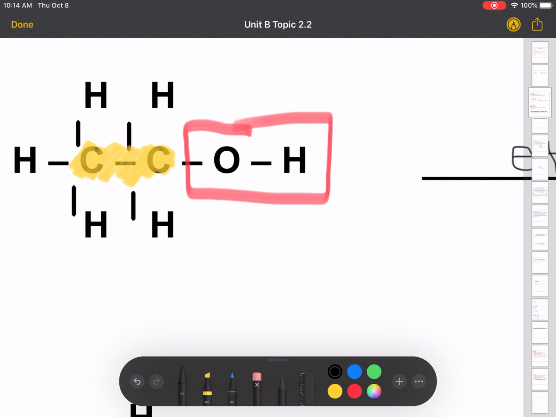So for ethanol, we again don't need to write the number, because if we numbered it 1, 2, it would be on the 1. If we numbered it 2, 1, it would be on the 2. We always want the lowest number. So regardless of which way we name it, it's going to be on the first carbon, so we don't need to put the number. So that's literally just ethanol.